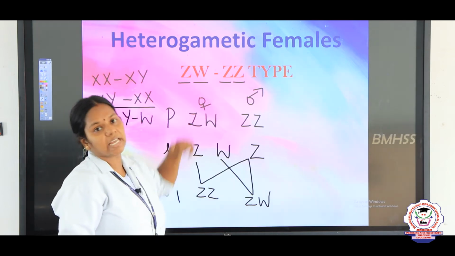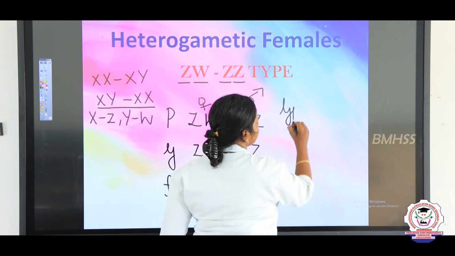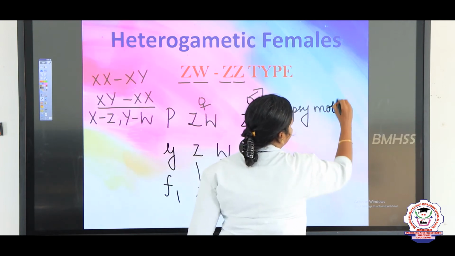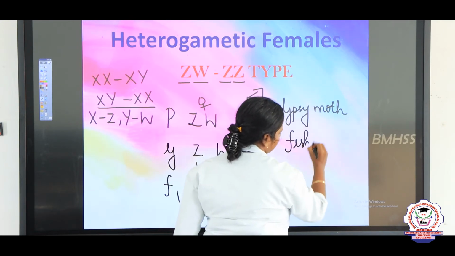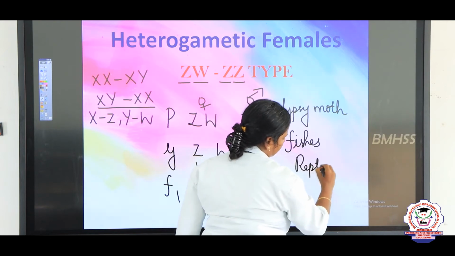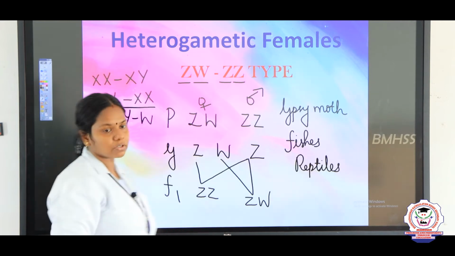ZW, ZZ type of sex determination we can see in organisms such as gypsy moth. It's a type of moth, and then fishes and reptiles. So from this they may ask one more question.